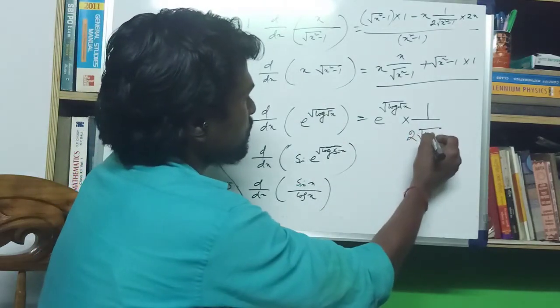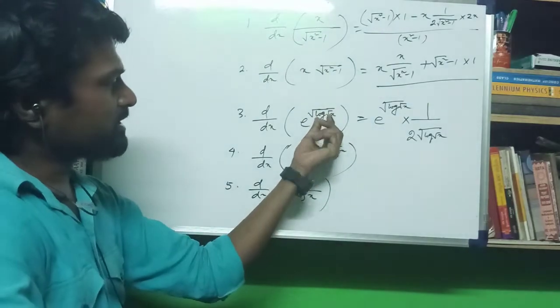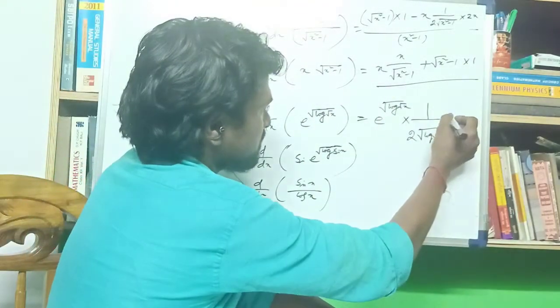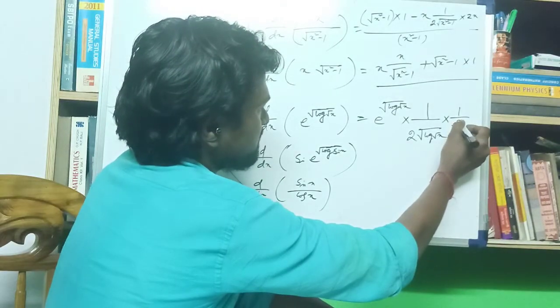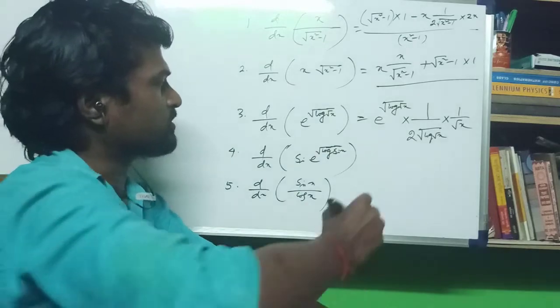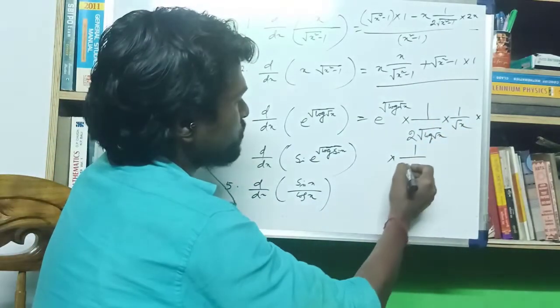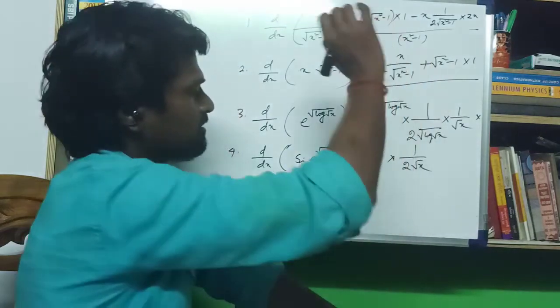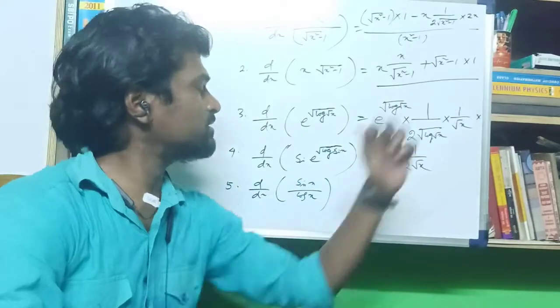Root x means log root x. And then take the derivative of log x. Log x means 1 by x, root x. And then take the derivative of root x, so into 1 by 2 root x. And this is this into this into this into this.